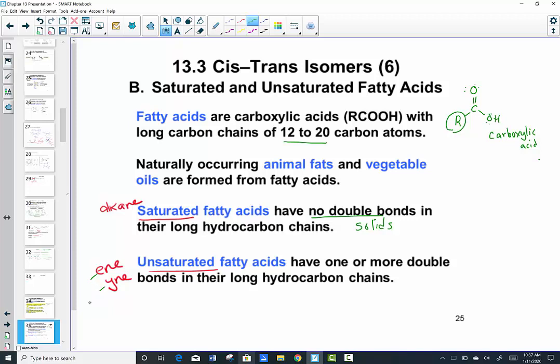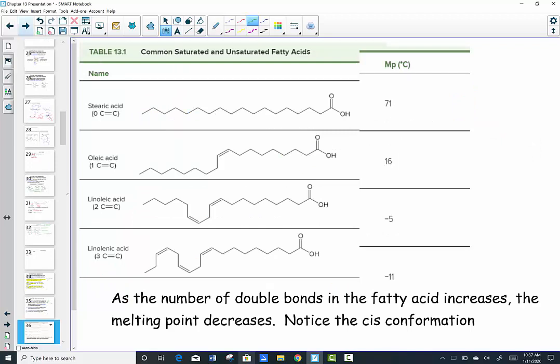Here's an example of a fatty acid known as stearic acid. Do you see the long carbon chain leading up to a COOH, the carboxylic acid functional group? Because there are no double bonds, this is called a saturated fatty acid. Its melting point is 71. This would be a solid at room temperature, being about 25 degrees Celsius. So you'd have to warm it up to cause the butter to melt, if you will.